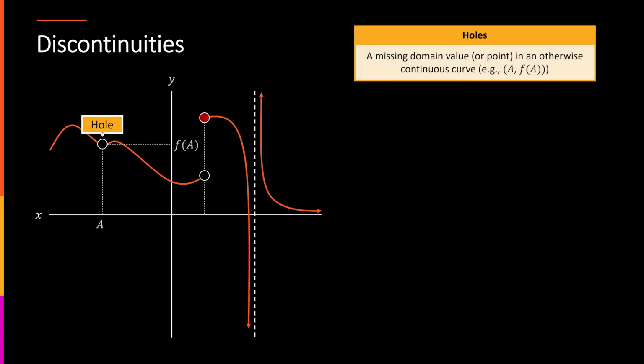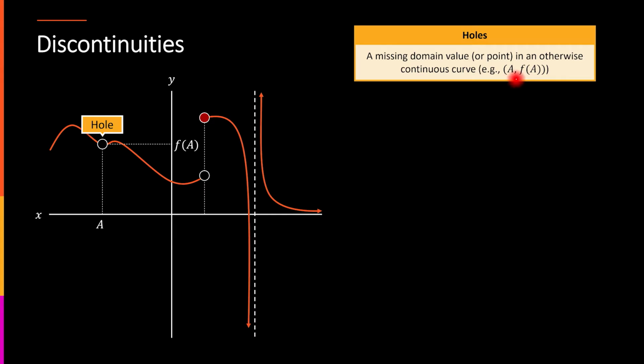Hole discontinuities occur because we're missing a specific domain value, some x value. If we're missing a, but we have everything near a, that means that we can go all the way up to that point here and all the way over here. Everything works fine, but that one point itself is missing. And so we say we have a hole at this value, right?